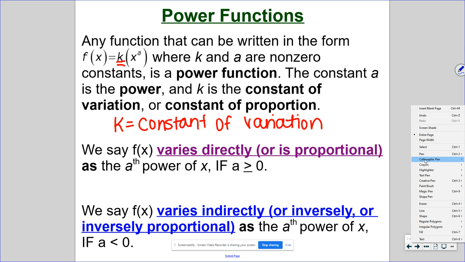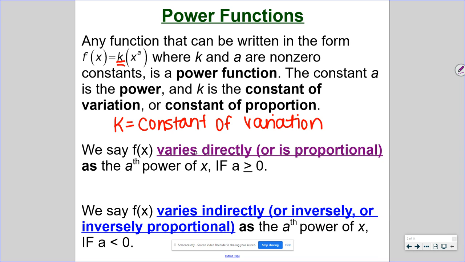In option one, they could be set up proportionally or directly. So if a power function varies directly, that means that the function will have multiplication as far as the constant of variation and the variable x go. So like I'll give you something that you know. Circumference equals 2 pi r. That would be a power function with a direct variation because the 2 pi, which is your coefficient, is multiplying the r, and so that makes it a direct variation.